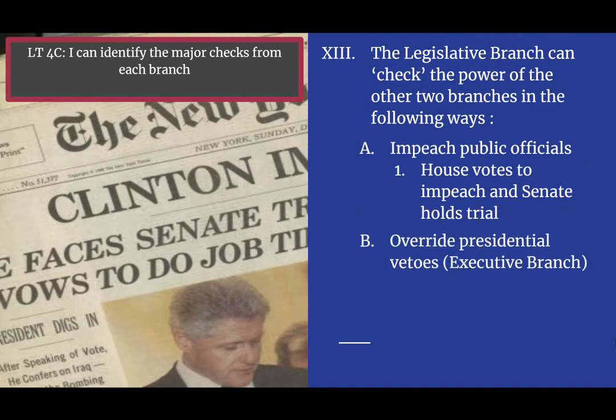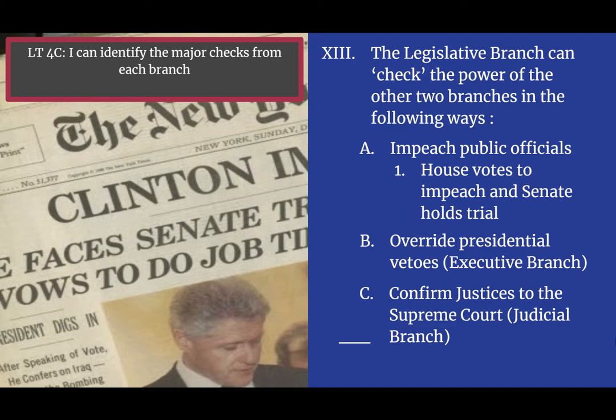They can also override the presidential vetoes that the executive branch holds. So the president says, I'm not signing that. It gets sent back to the Congress. The Congress can vote in a 2/3 majority to override the presidential veto. It's very hard to do that because each branch is very partisan, but this can be done if they want to circumvent the president's power.